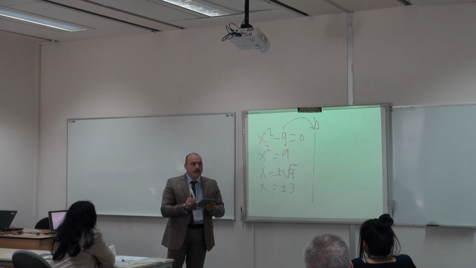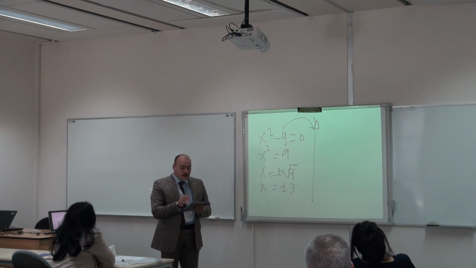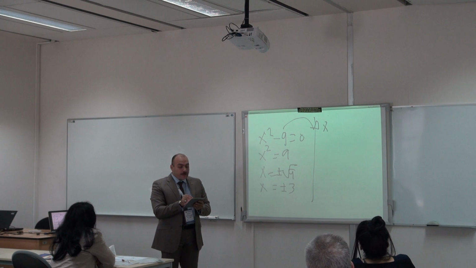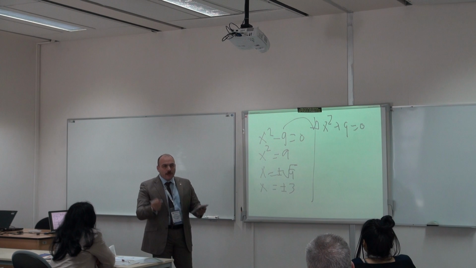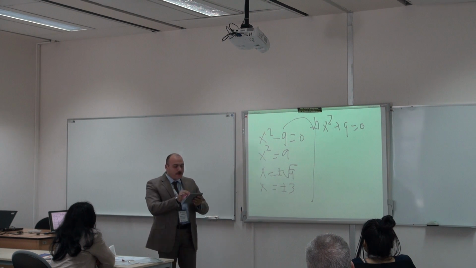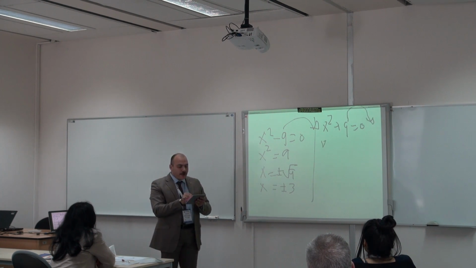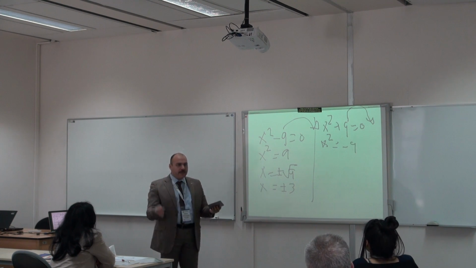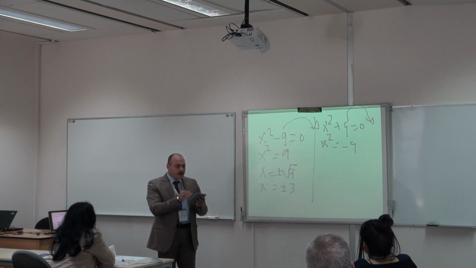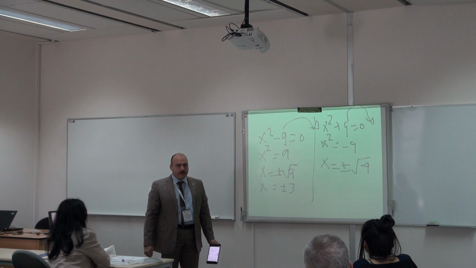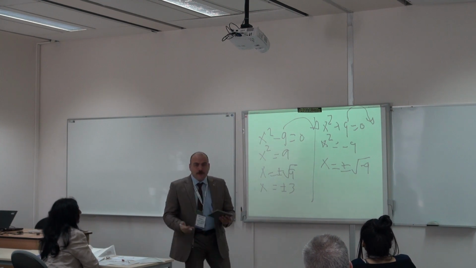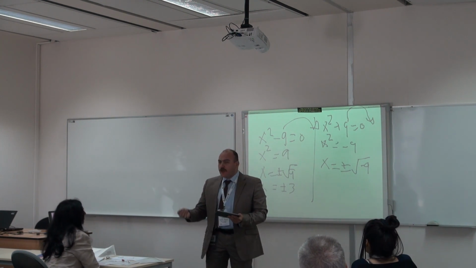Easy. But when we try to solve this equation, x squared plus 9 equals 0, okay, the same way. Move 9 to the other side, so x squared equals negative 9. How do we find the value of x? Take the square root of both sides, so x equals positive or negative square root of negative 9. Stop. Why stop? We don't know what the square root of negative 9 is.